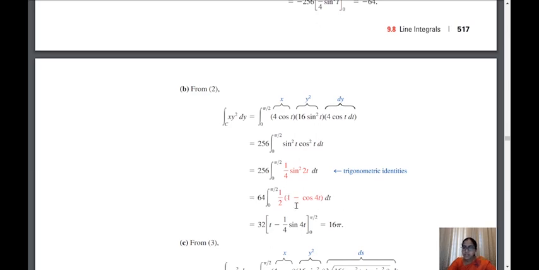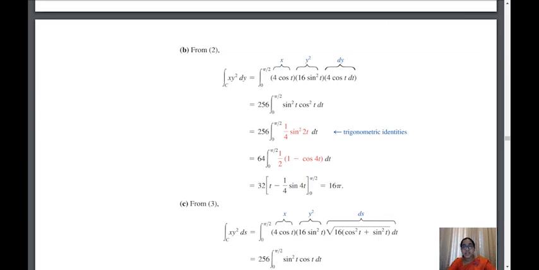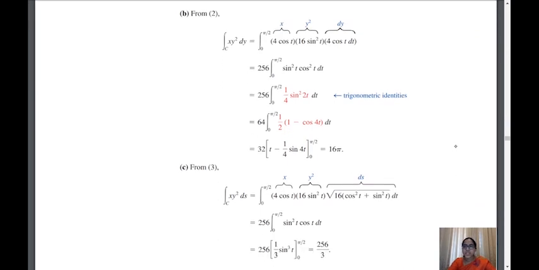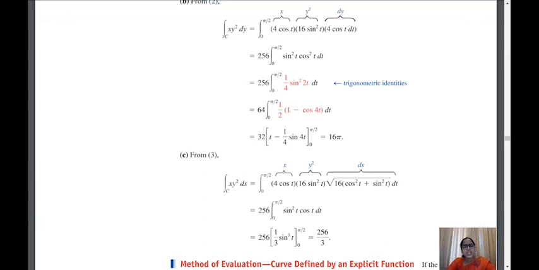Now this we can integrate, because what is the integral of 1? That is t. What is the integral of cos 4t? Integral of cos 4t is sin 4t by 4. And when we substitute the points 0 and pi by 2, we will get the answer to be 16 pi. So I hope it's clear. So just refresh all the integral trigonometric identities and the method of integration, because we are going to use them a lot. And the last one is the integral over C of x y square ds.